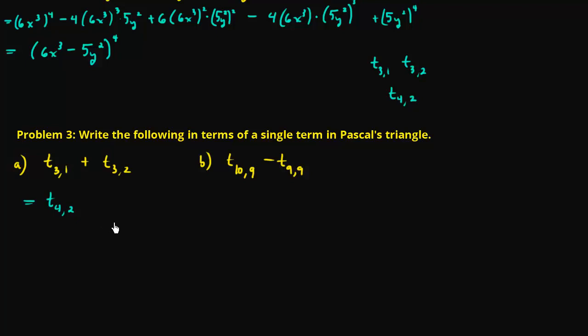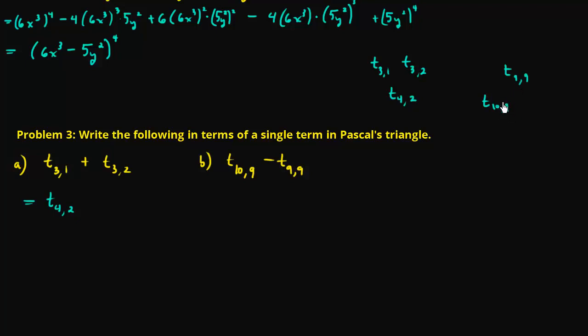Okay. So for B, we're looking to combine the term in row number 10, diagonal number 8, when I subtract the term in row number 9, diagonal 9. Let's see what happens. Let's think about, again, what this looks like. We have two terms in the same diagonal, but consecutive row numbers. So this would be T9,9, and then T10,9 would be down here.